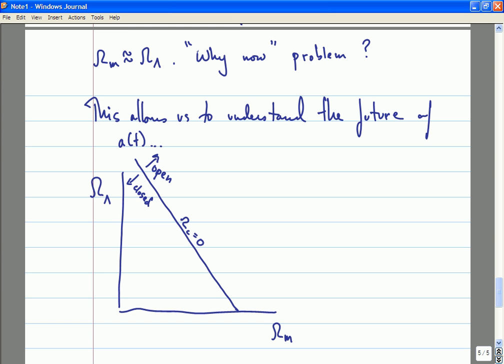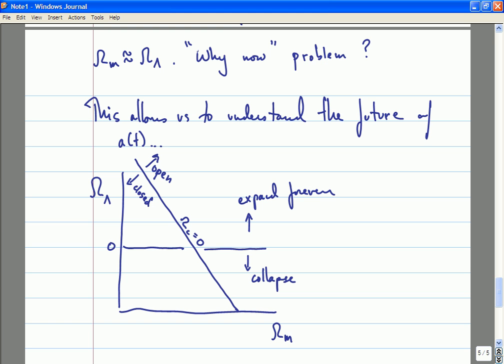And as we saw earlier, the late time dynamics is going to be governed by the cosmological constant, or the value of omega lambda. And if omega lambda is positive, then the universe will expand forever. And if it's negative, then the universe will want to collapse. So up here, the universe will want to expand forever. And down here, the universe will want to collapse. And that depends on whether omega lambda is bigger or less than 0.